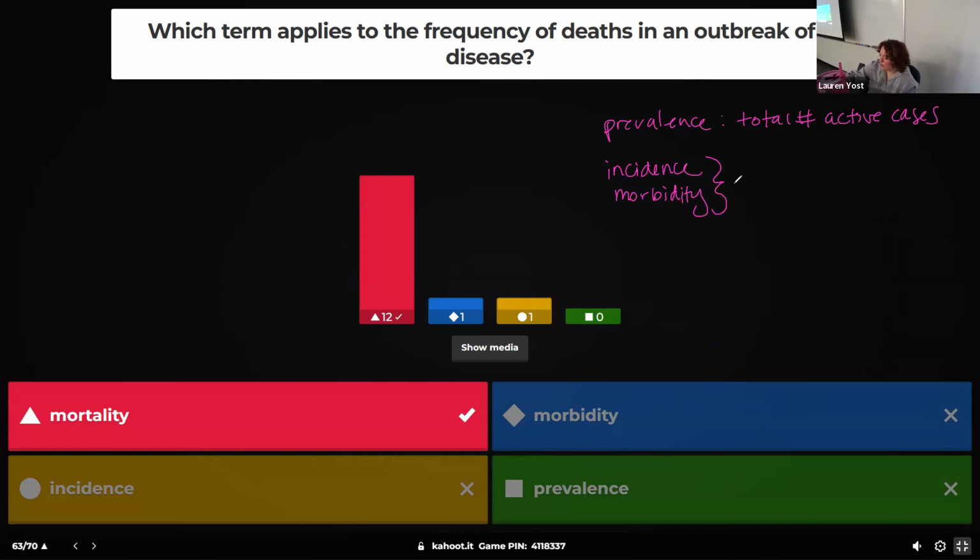And this refers to the number of new cases in X time period. So how many new cases have we had this week, for example? So if we had a COVID outbreak going on, there are three different numbers we'll be looking at, because mortality, right? Mortality is deaths.